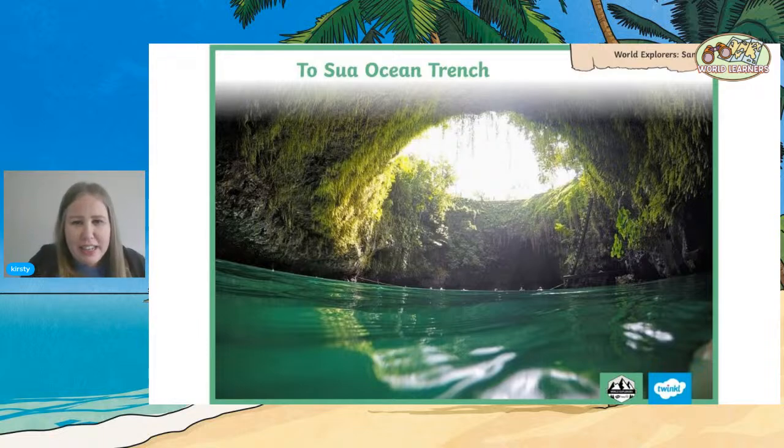You can kind of see it in this picture here. If you look to the right, can you see there's a ladder going down into the water there? And this is another product of the lava flows that help to shape the whole island of Samoa. It's a natural pool, and it was formed by a volcanic eruption, and it caused the ground above to collapse into it. Its name, the Tosua Ocean Trench, its name Tosua means large swimming hole.